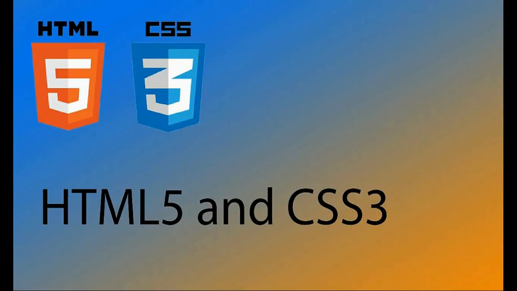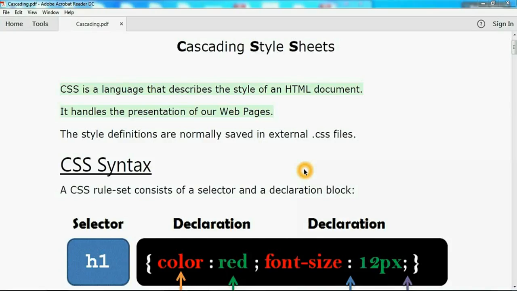So if you don't have any idea of HTML, you should go to my channel page and go through the HTML for Beginners set. In this session, we are going to have a brief introduction on CSS. So now what is CSS? CSS stands for Cascading Style Sheet, which is a language that describes the style of our HTML document. That is, it handles the presentation of our web pages. Normally we store our style sheet with a .css extension.